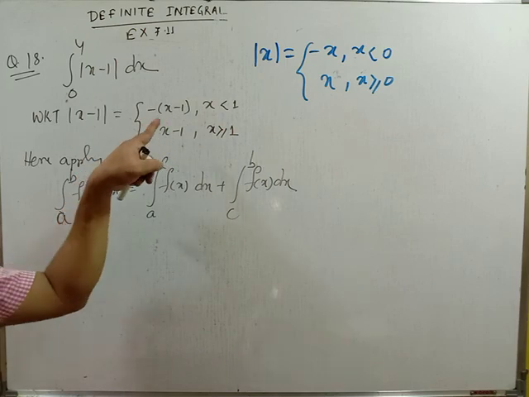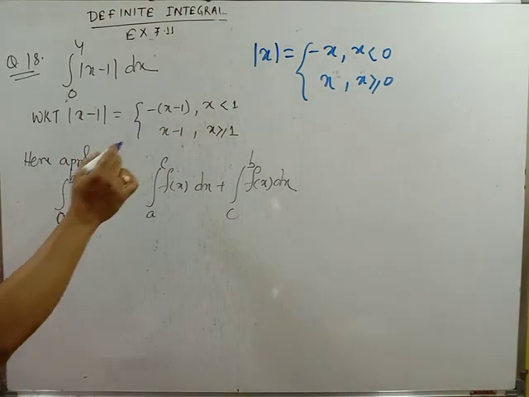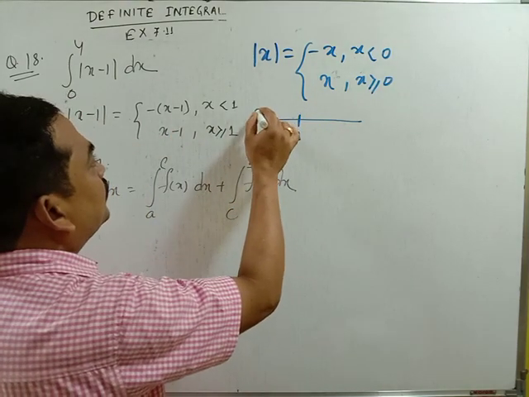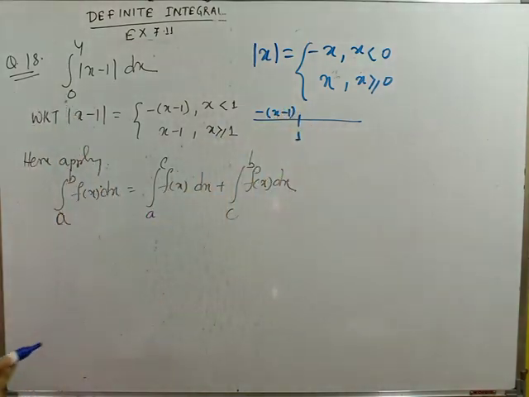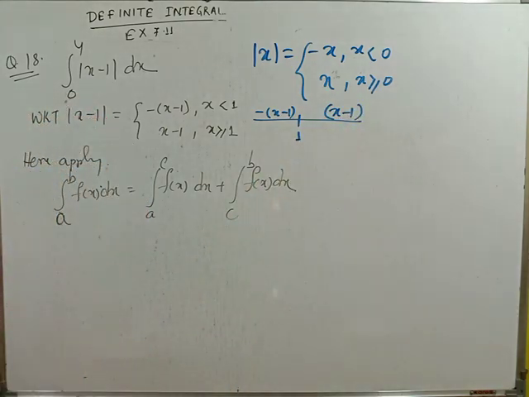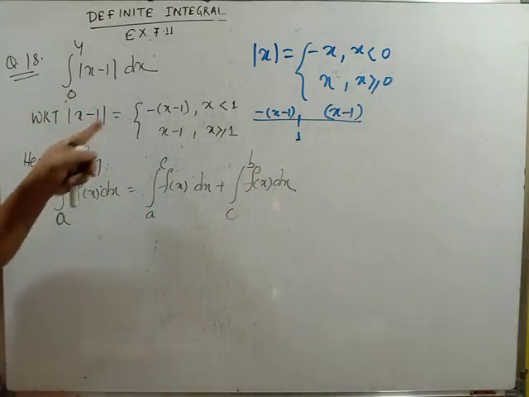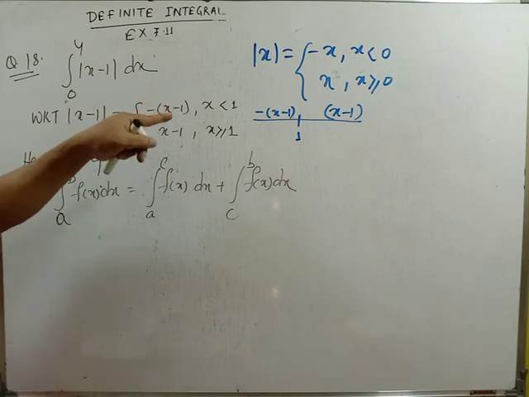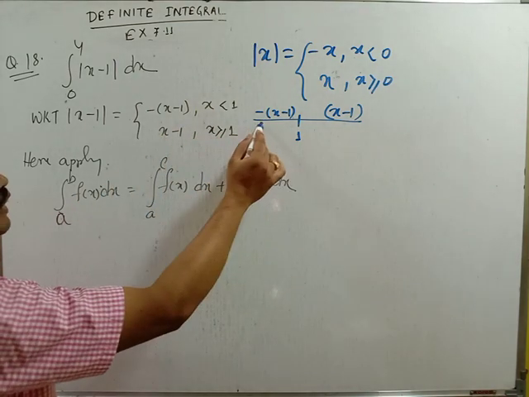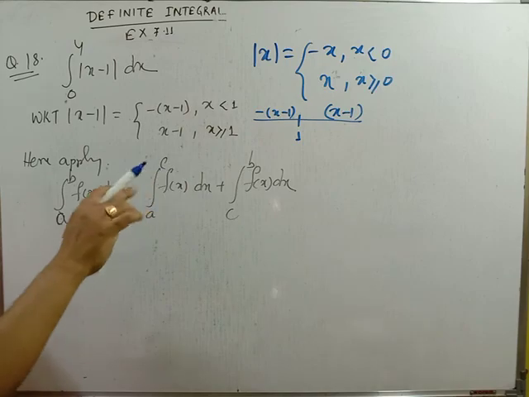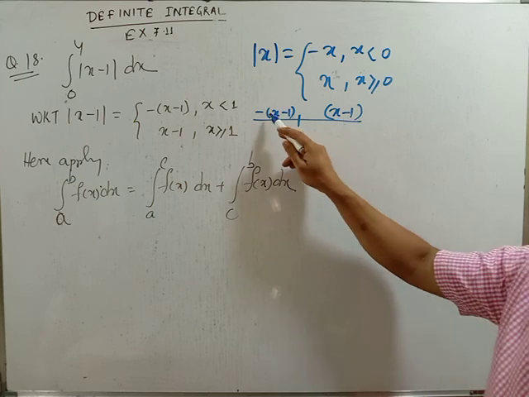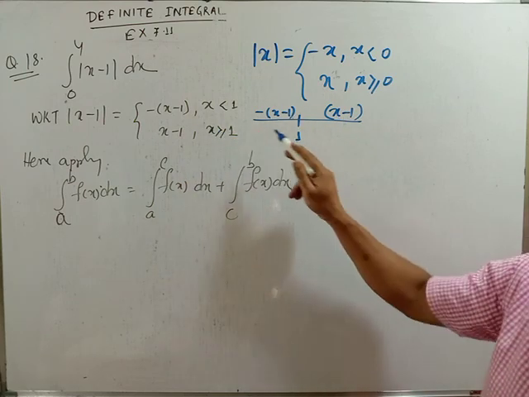This is the redefinition of the function. Here at 1 the function is changing. At 1 this value is minus of x minus 1, right? And this is x minus 1 when x is greater than 1. Clear? And this is how mod x minus 1 can be split. For less than 1, this is the function. It will be used in the limit also. When we are applying the limit, this function can be split in two parts. This is minus of x minus 1 by this redefinition, and this is x minus 1.